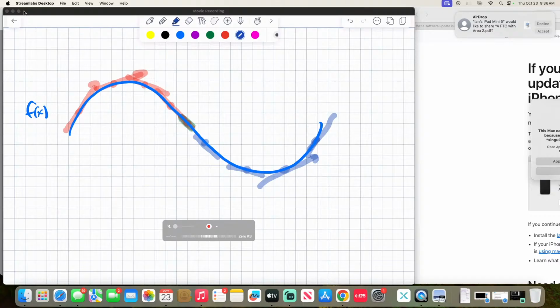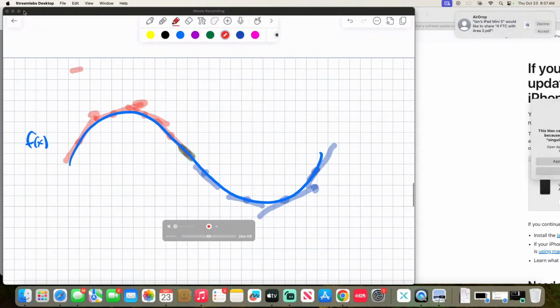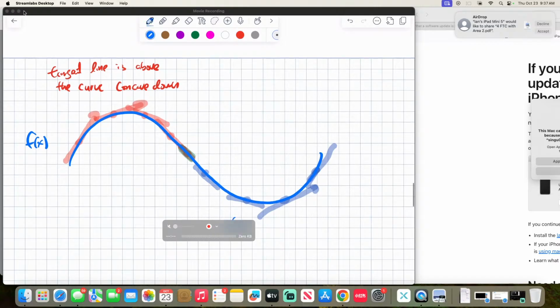So if a tangent line is above the curve, then it's concave down. If a tangent line is below the curve, it's concave up.